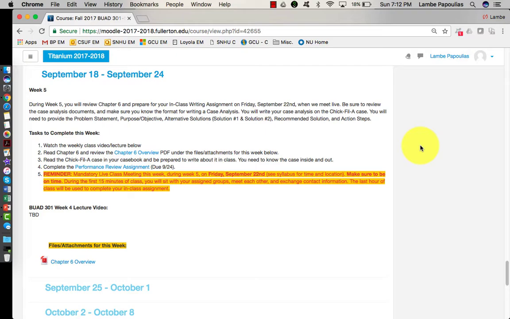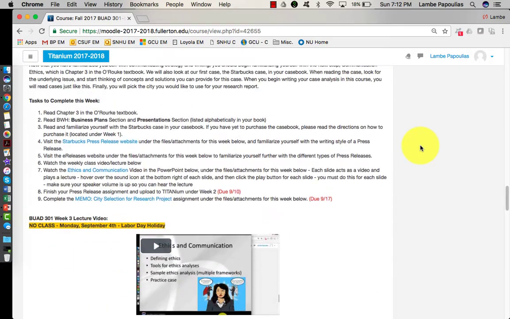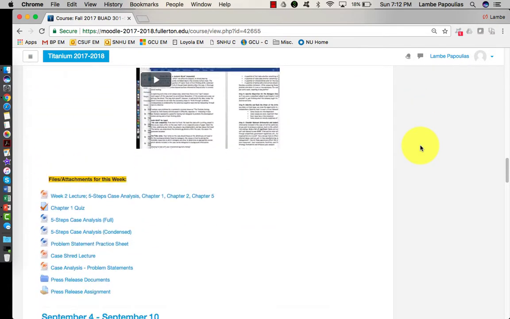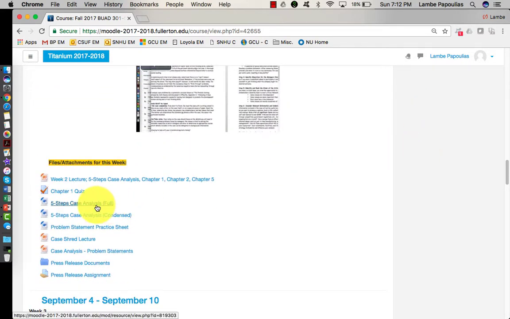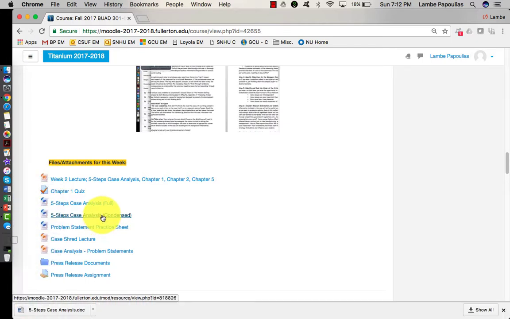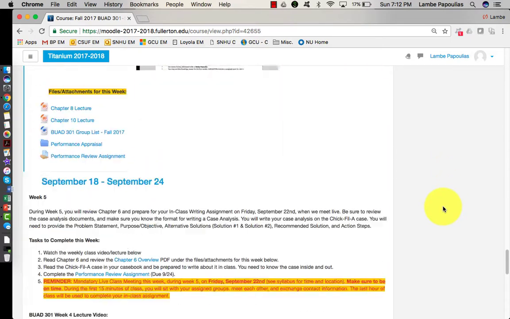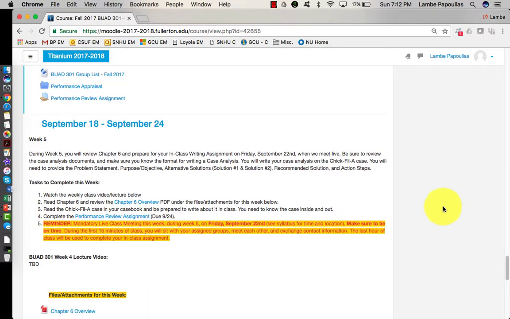also the recommended solution and action steps. So if we go up here to week 2 when we went over the case analysis, you're going to see the 5 steps case analysis, the full version and the condensed version. Let's go ahead and open up the condensed version for now. It will take a few minutes while Microsoft Word is opening up, but it's under here. We talked about it a few weeks ago during week 2. So make sure to go through that and have a good understanding of what's going to be required.